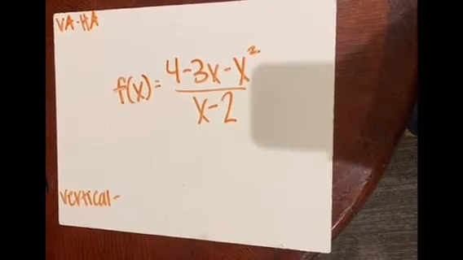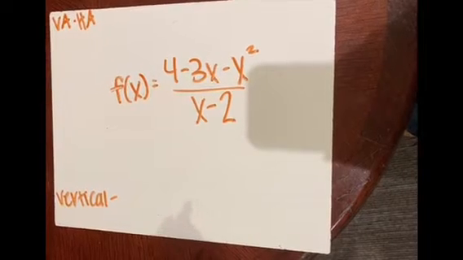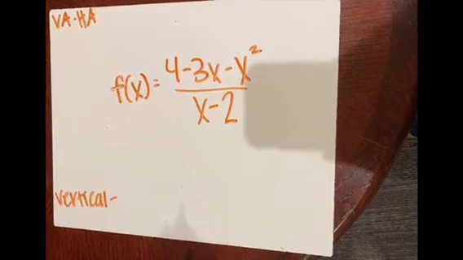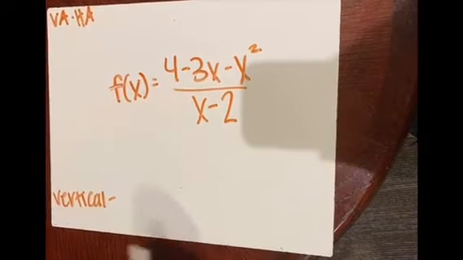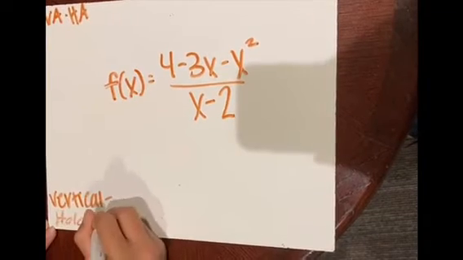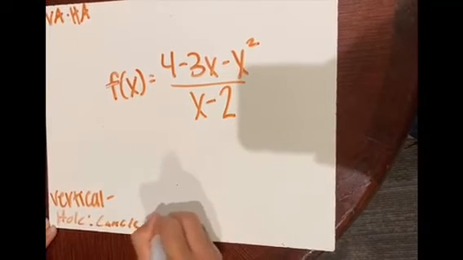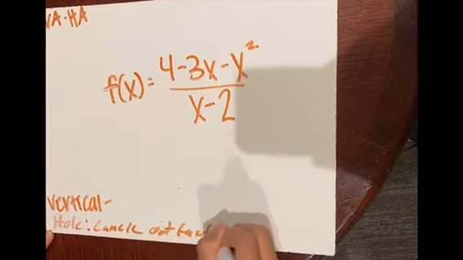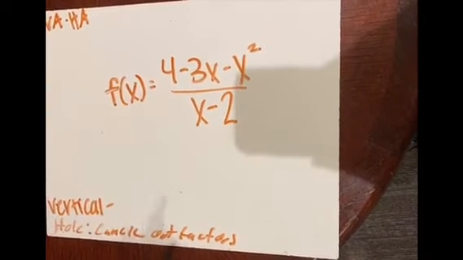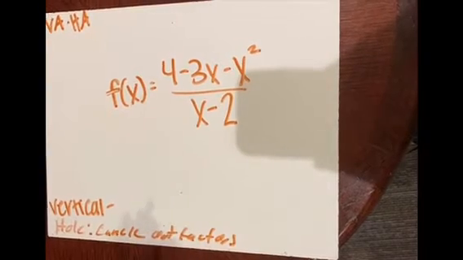The first step is to factor. After you factor, you try to cancel out the factors, and if you can, then you have a hole. After that, you want to find the vertical asymptotes. You find that by setting the denominator equal to 0.